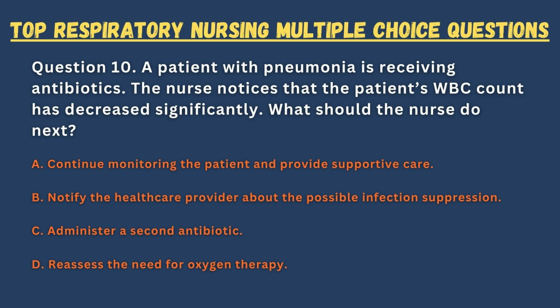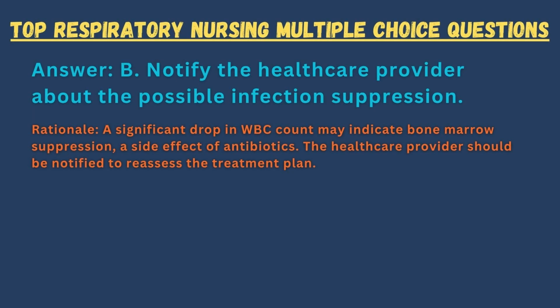A. Continue monitoring the patient and provide supportive care. B. Notify the healthcare provider about the possible infection suppression. C. Administer a second antibiotic. D. Reassess the need for oxygen therapy. Answer. B. Notify the healthcare provider about the possible infection suppression.